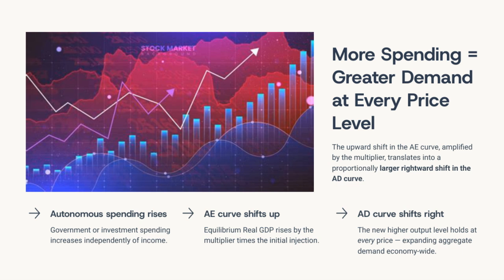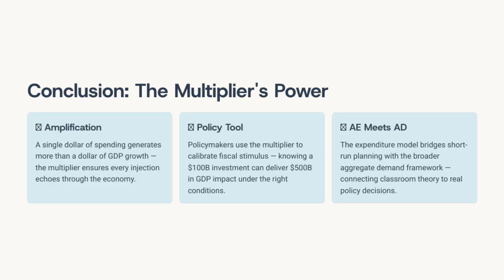So the key takeaway here is that more spending, whether by the government or through investment, leads to greater demand across the economy, and this effect is amplified through the multiplier. This is how increased autonomous spending can significantly boost overall economic activity and help stimulate growth. In conclusion, the expenditure model really serves as a bridge between short-term planning and the broader aggregate demand framework. It helps us connect classroom theory to real-world policy decisions.